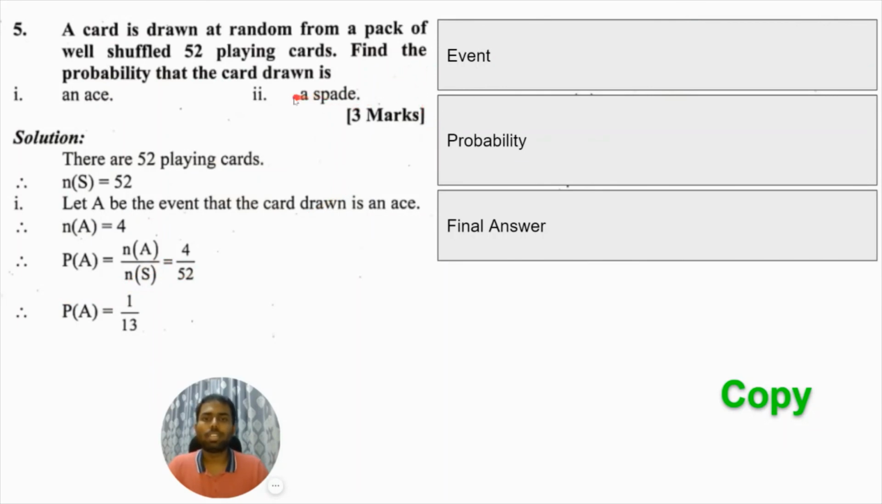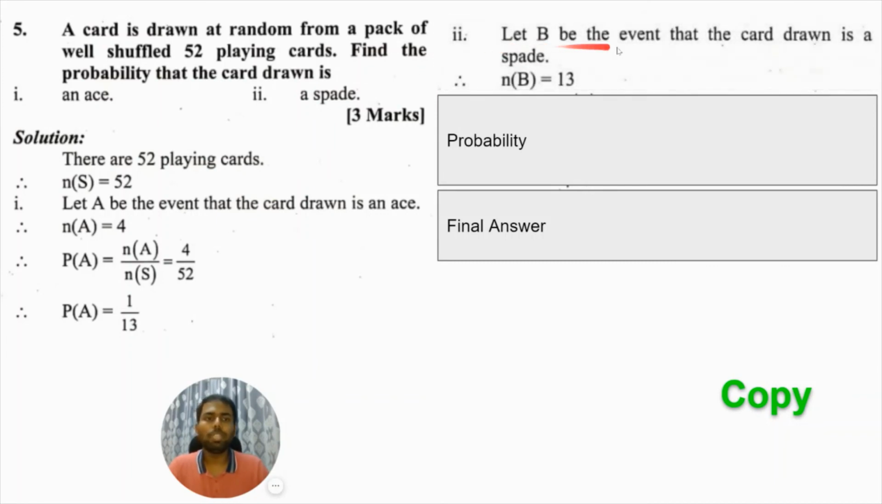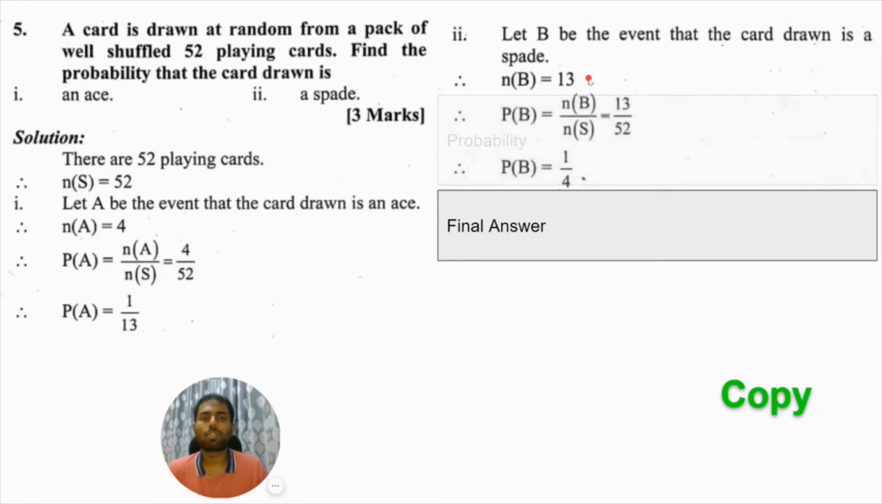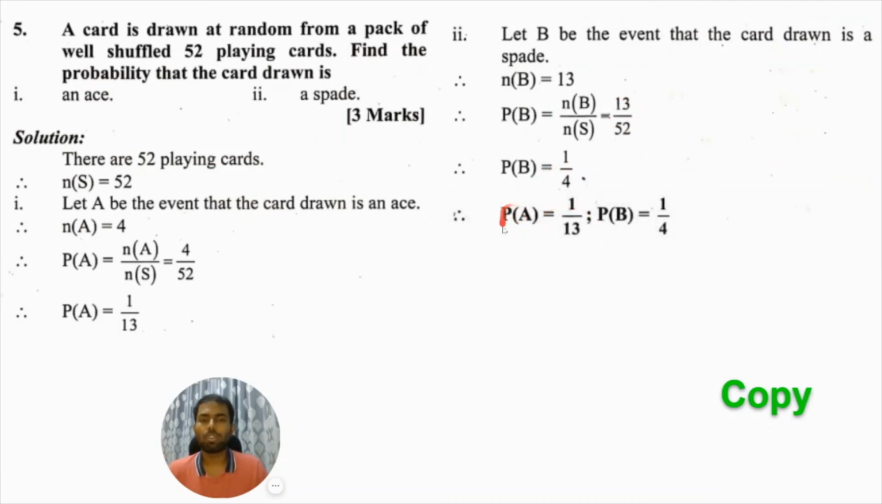Next, event of getting a spade. Okay, again give a name to the event. Let B be the event that the card drawn is spade. Okay, and I told you, right, of any type how many cards are there, 13 cards. So there will be 13 cards of spade. Again you don't need to write the event. Okay, directly the number of elements in that event you can write for playing cards. Now use this formula and you should get 1 upon 4. Okay, 13 divided by 52. So finally write the final answer in pencil box. Probability of event A is equal to 1 upon 13. Probability of event B is equal to 1 upon 4.